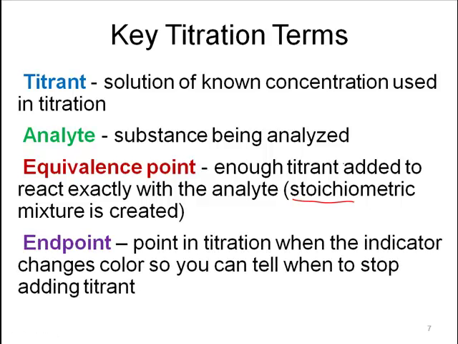The end point is different than the equivalence point. That is the point in the titration when the indicator changes color, so you know when to stop adding titrant. Now, in a good titration, these two will be close because you want to know where the end is. If the indicator doesn't change color, but you're at the equivalence point, then the equivalence point and end point would be very different. You want them to be as close as possible for an accurate and precise titration.